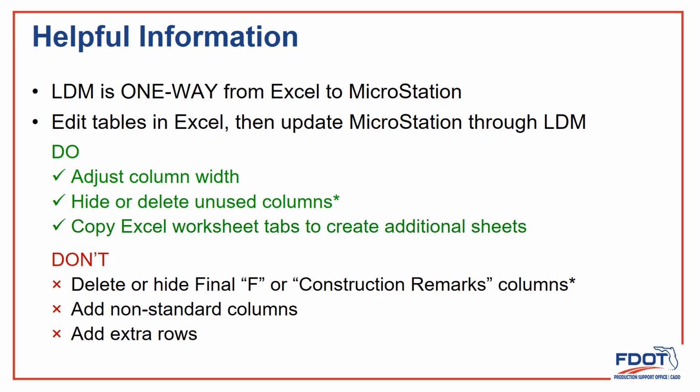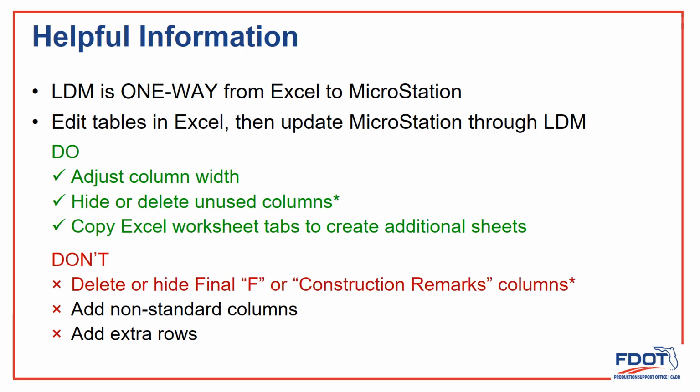Do create more sheets. For non-automated summary boxes, if you have more rows than will fit on one plan sheet border, copy the Worksheet tab in Excel for as many sheets as you need. Then create new links for each new worksheet to create as many sheets as you need for that summary.